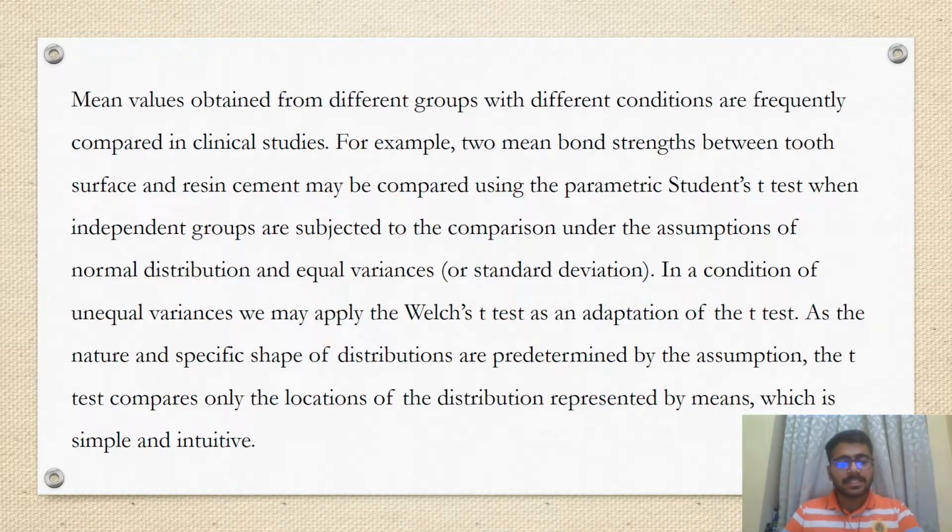As the nature and the specific shape of the distributions are predetermined by the assumption, the t-test compares only the locations of the distributions, which are represented by the means. This is simple and intuitive.